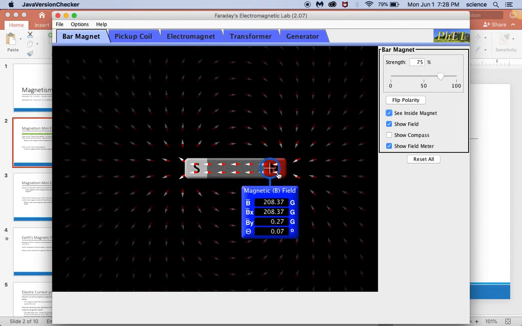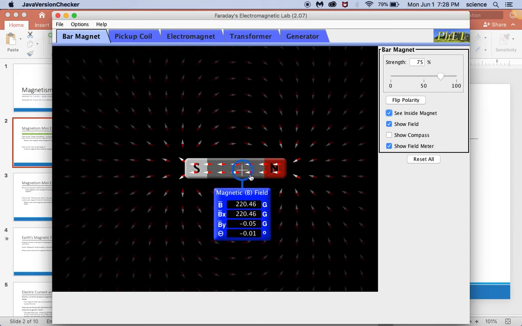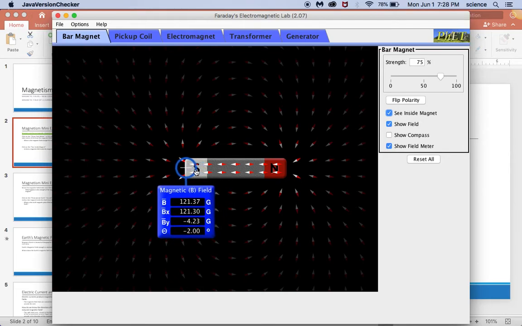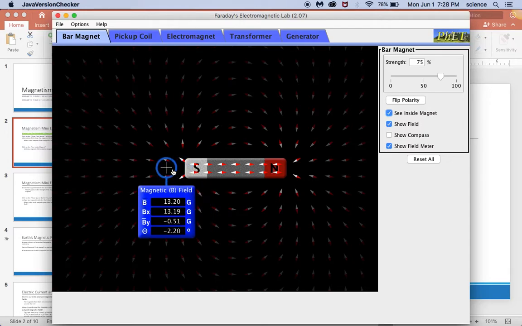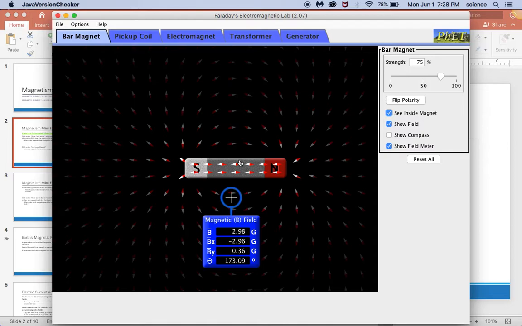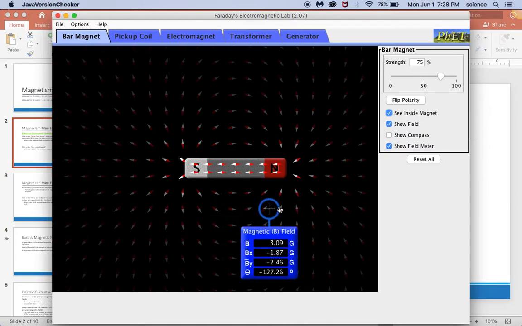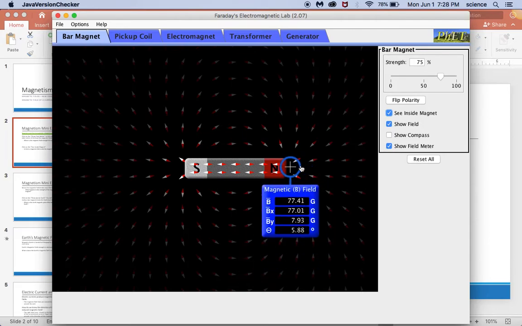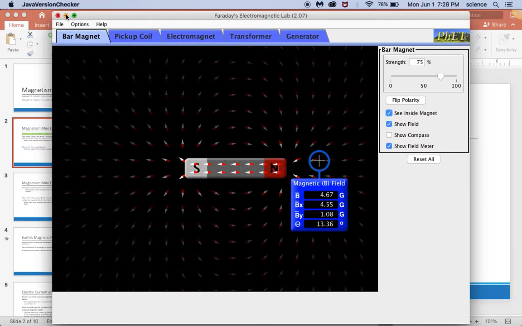So it's a relatively uniform magnetic field as I'm going across inside the magnet, and it's actually the strongest inside the magnet. And then as you get to the poles, it's still pretty strong, but as you move away from the magnet, it gets smaller. So the strongest magnetic field is actually inside the magnet itself. And then if you're talking about outside, the magnetic field strength is strongest near the poles and decreases as you get further away.